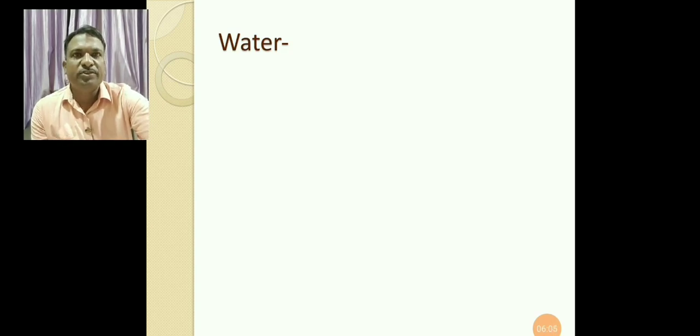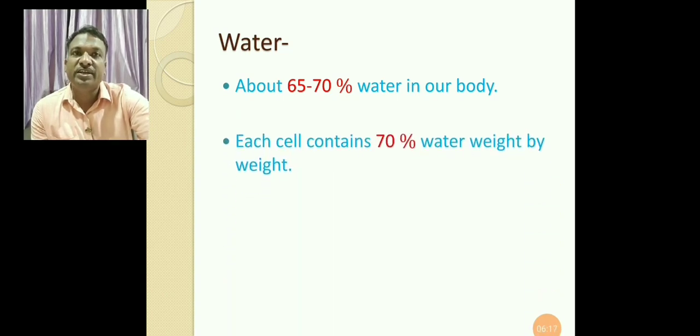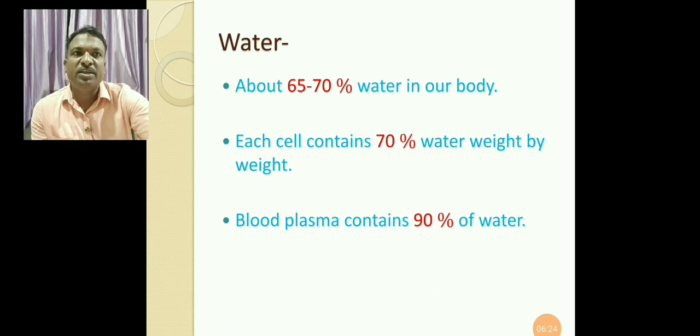The next food component is water. Water is very necessary to us. Why? Because about 65 to 70% of our body is water. At the cell level, each cell contains 70% water weight by weight, and blood plasma contains 90% water. So water is very necessary to us. When the amount of water is even a little less, we can get imbalance and different symptoms.